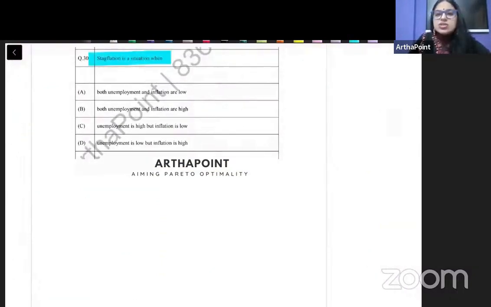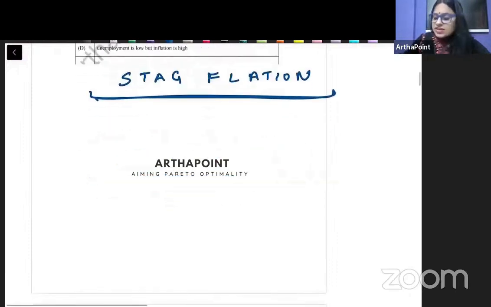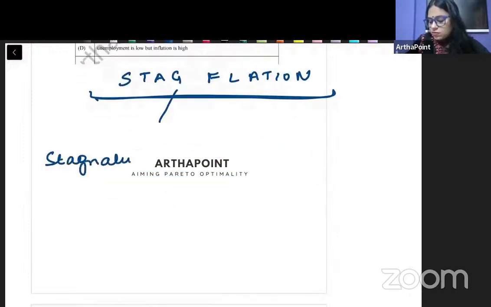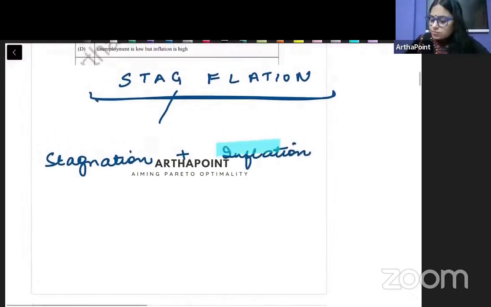Stagflation is a situation when. So what is stagflation? Beta, stagflation can be written in two parts. कैसे divide कर सकते हैं इसे हम? Stagnation plus inflation. Right beta? What is inflation?